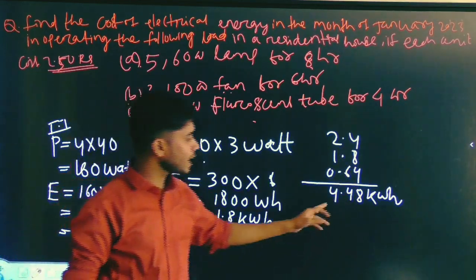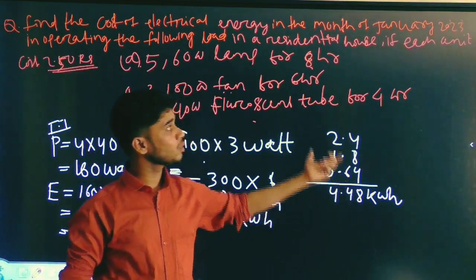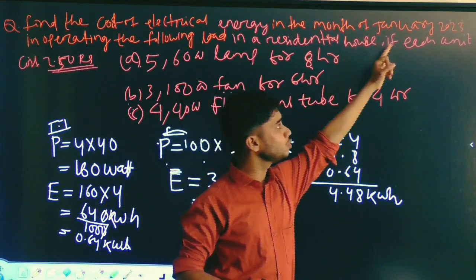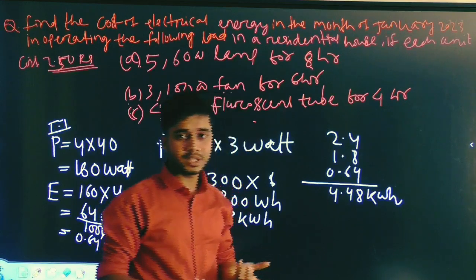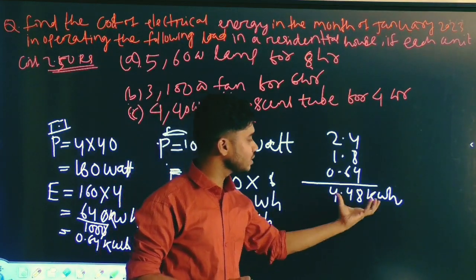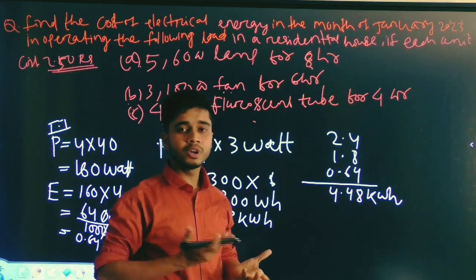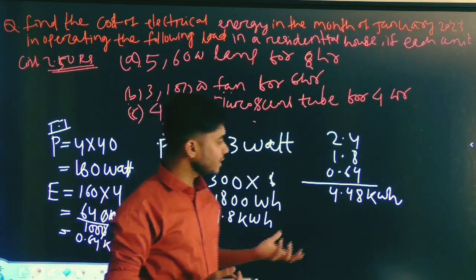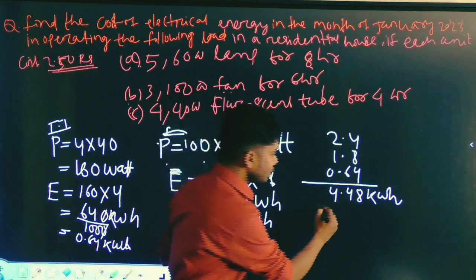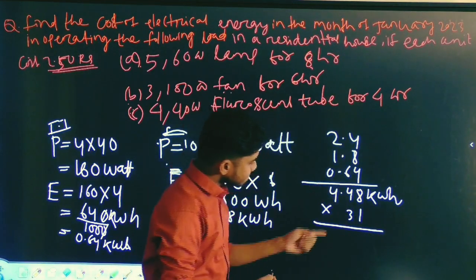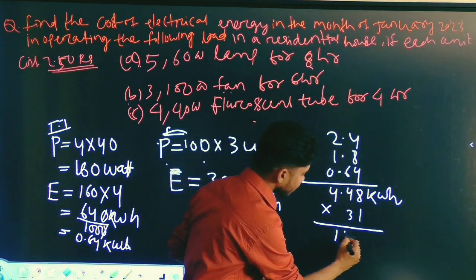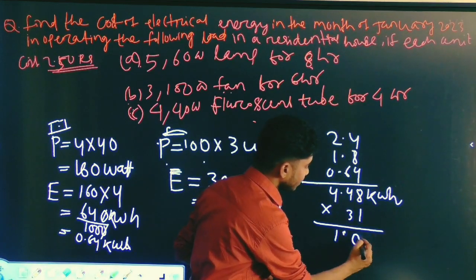But we are not interested to calculate the amount of energy consumed in one day. We are interested to calculate the amount of energy consumed for the month of January 2023. We know that January has 31 days. So if in one day this is the amount of energy consumed, then for the month of January, definitely we need to multiply it by 31. So I am multiplying it by 31. It basically comes around 150 kilowatt hour.